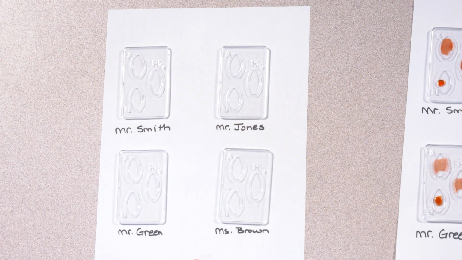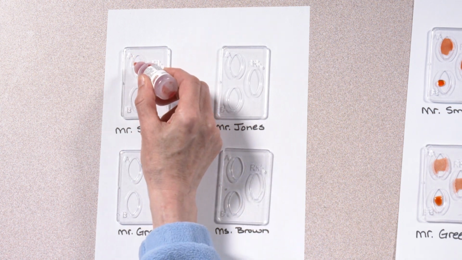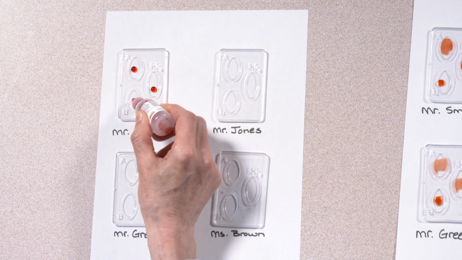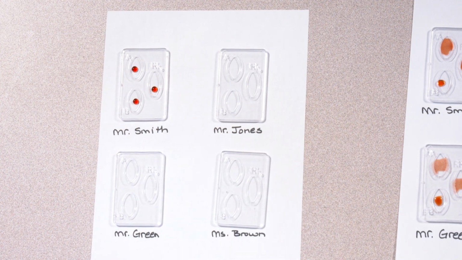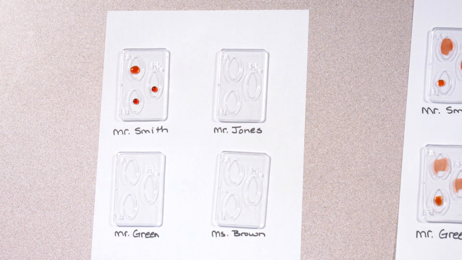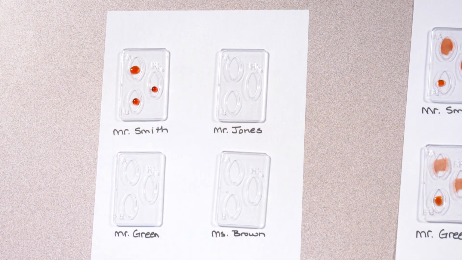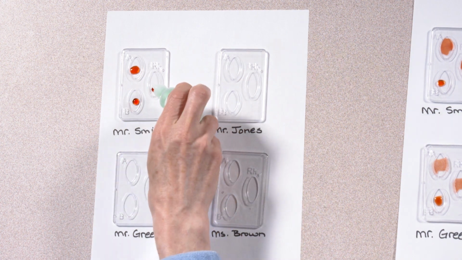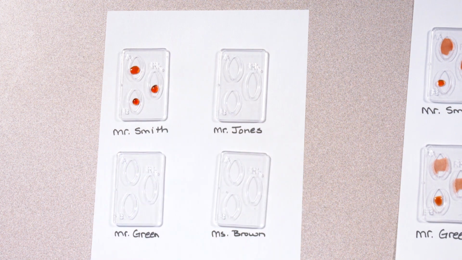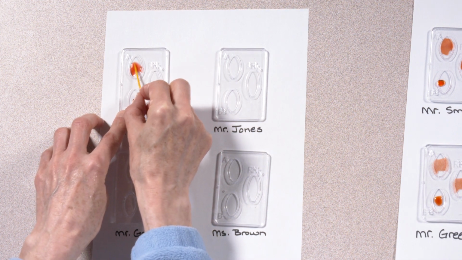We have spot plates for Mr. Smith, Mr. Jones, Mr. Green, and Ms. Brown. First, we're going to place a drop of the suspect's blood in each one of the wells, and then we're going to place the anti-A serum in the A well, the anti-B serum in the B well, and the anti-RH serum in the RH well. Next, we're going to stir for about 10 seconds or until we see a reaction.